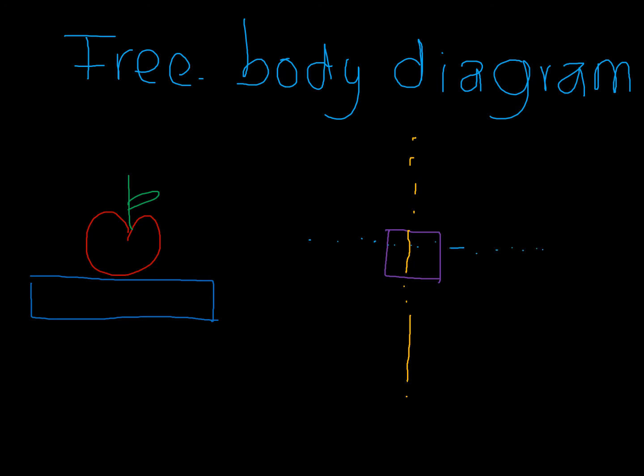For example, here, what do you have in Y? In Y, you're going to have a force pointing down. That is going to be the force of gravity. And then because the apple is on a table, you have a force pointing up.